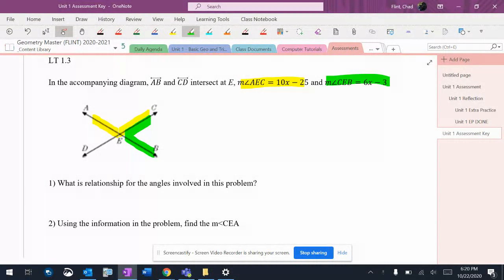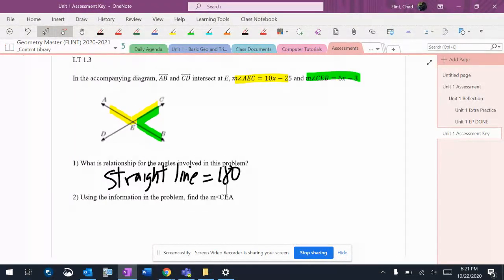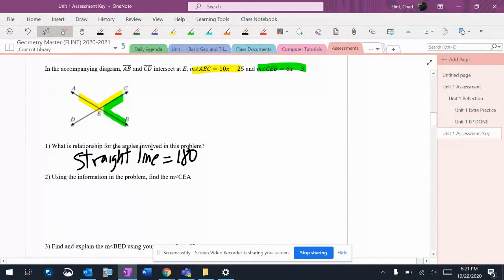And then number one says, what is the relationship for the angles in this problem? Well, they form a straight line along the bottom there. All right, they form a nice straight line. And that's always important because a straight line is always 180 degrees. So I can call them supplementary if I want. I can call them linear pair too. But the bottom line is they make 180 degrees. So that says using the information in the problem.